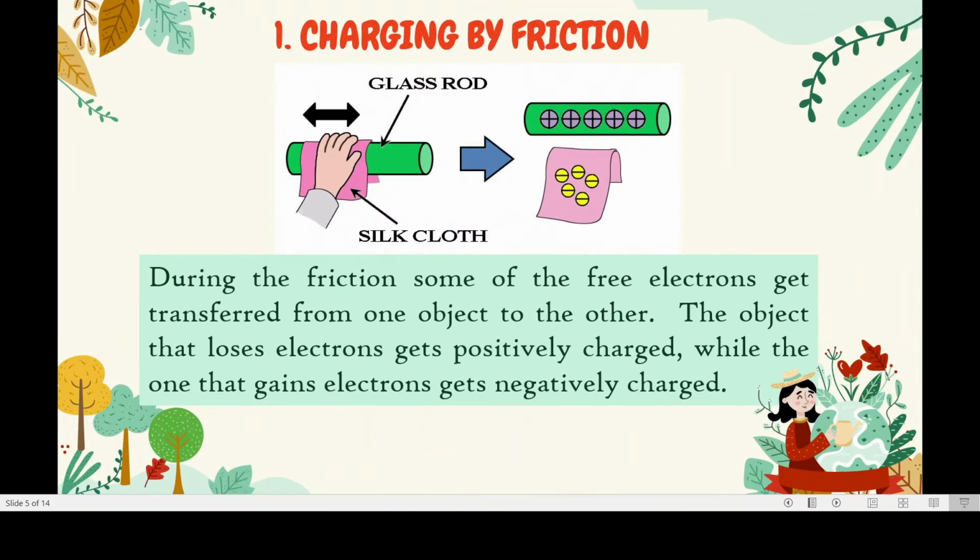So when a glass rod is rubbed with a silk cloth, what happens? Some of the electrons from the glass rod are transferred to the silk cloth. As a result, the glass rod is left with positive charges and the silk cloth acquires a negative charge. So during friction, some of the free electrons get transferred from one object to another. The object that loses electrons gets positively charged, while the one that gains electrons gets negatively charged.